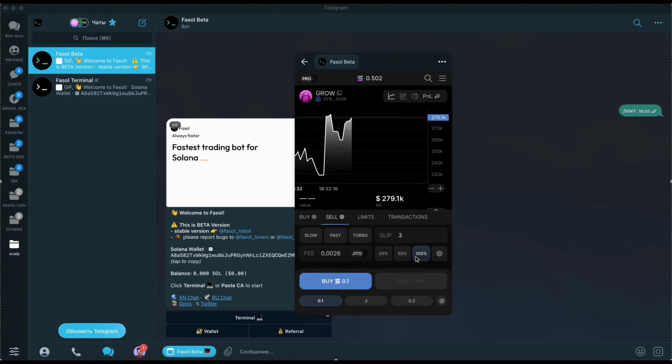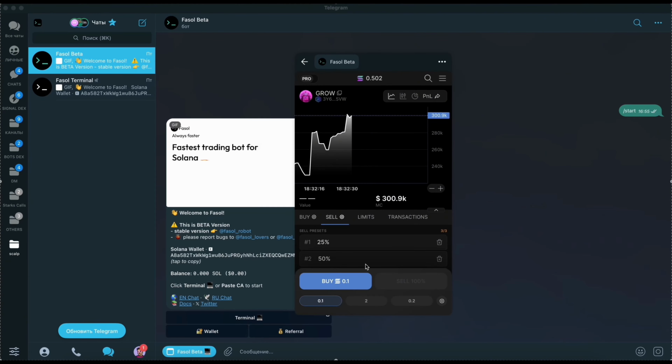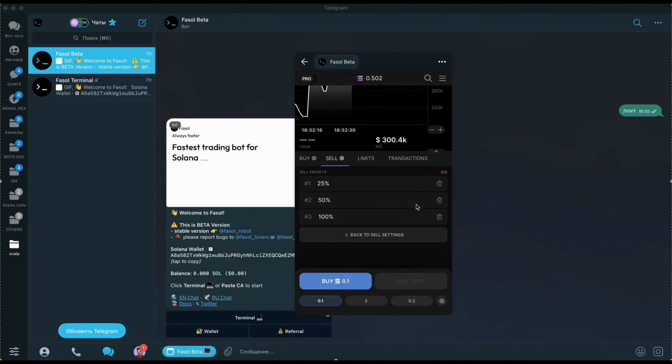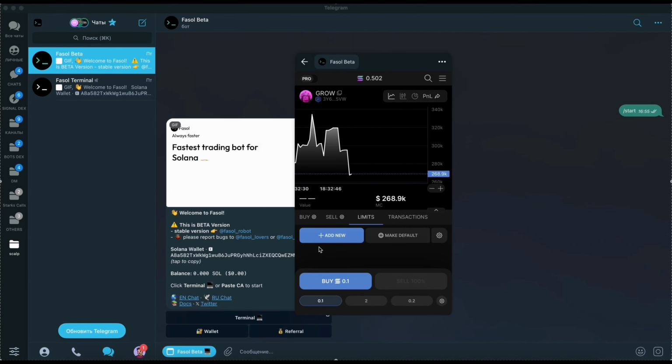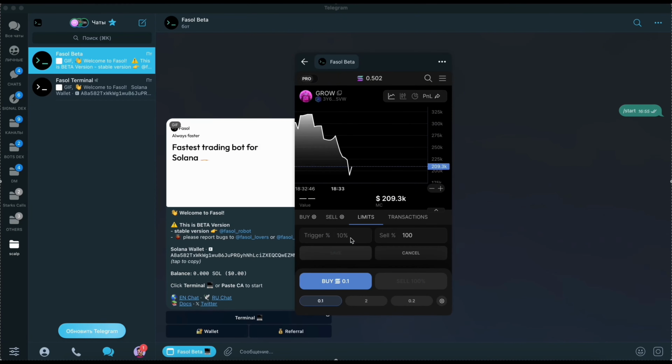You also specify how many tokens you want to sell here. But as a rule, if this is scalping, then 100%, and here you can additionally set up the percentage that is convenient for you if you just trade in a token. The limit orders feature is also available in this bot. Personally, I don't use them for scalping, but I know guys who use them quite successfully.